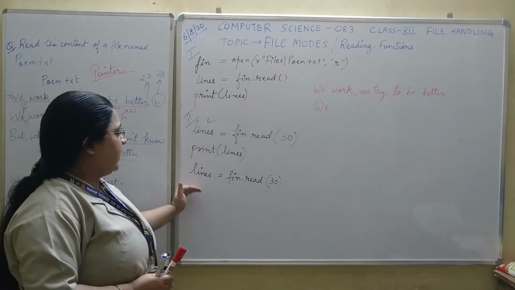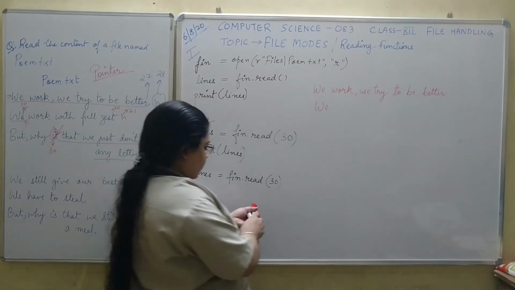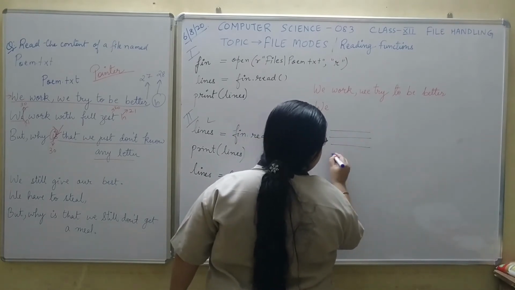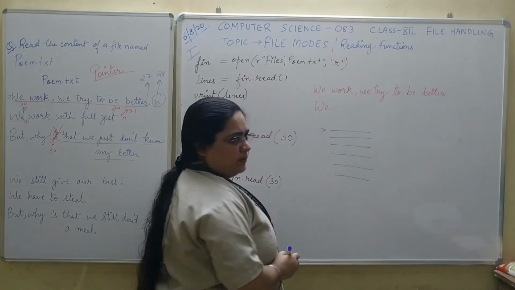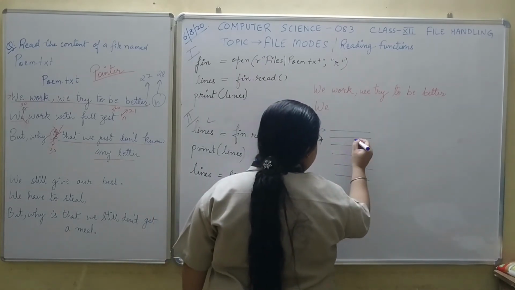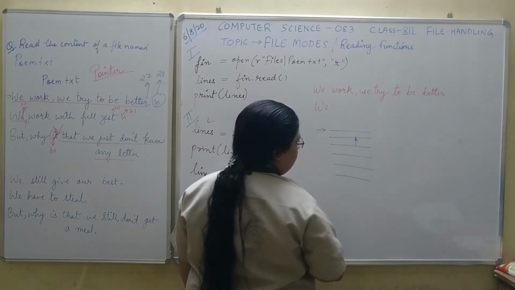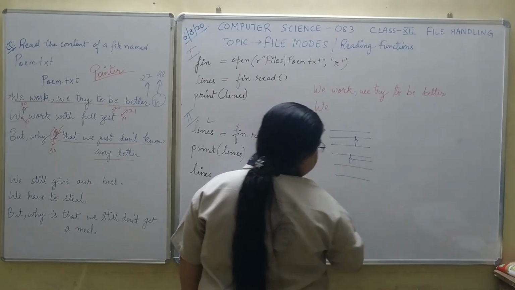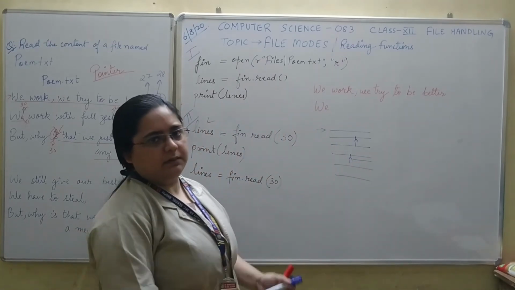Once you read a few lines, the file pointer would be set at the next place. Suppose this is your file. In the beginning it was set over here. Once you read some characters, maybe till here, your file pointer would be set over here. Then again you read some characters till here, so your file pointer would be set here and it would start reading from here. So this is how your file read function works.